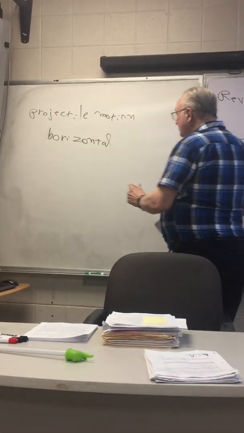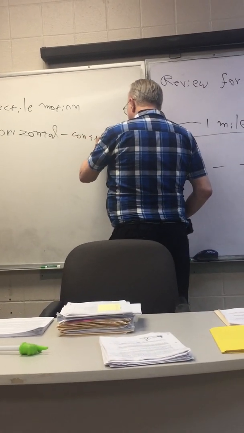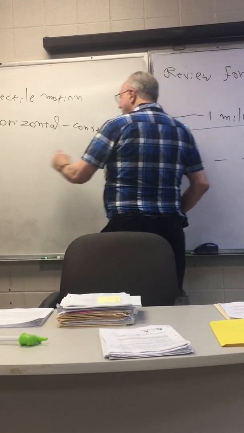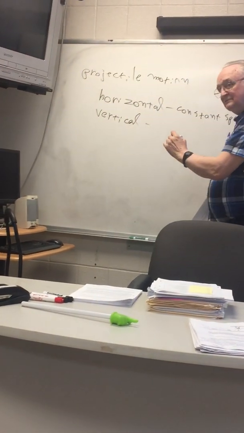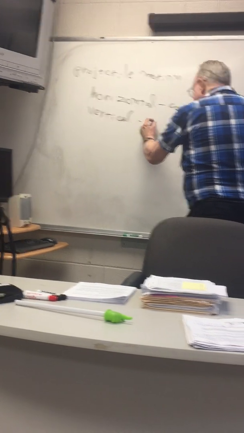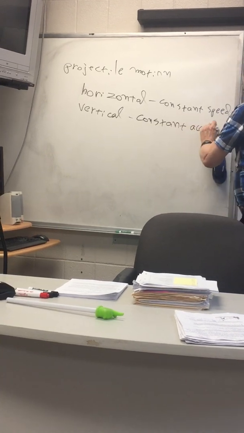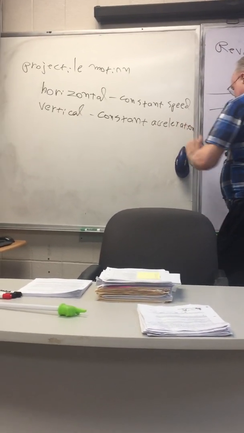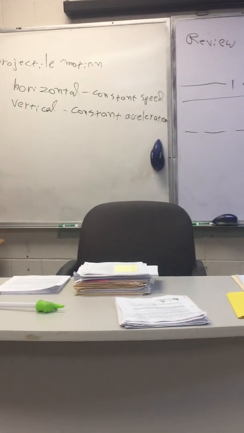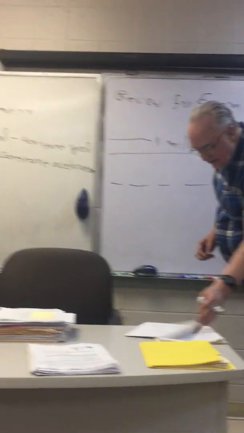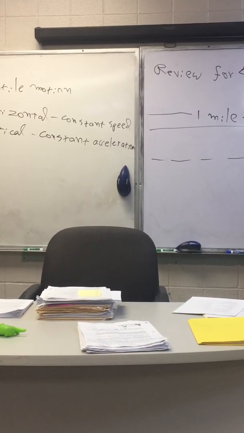Okay? So horizontal, you've got constant speed. And vertical, you got what? Constant acceleration. And I just ran out of room there. That's an N. Can't see that. Constant acceleration vertically, constant speed horizontally. They do not affect each other. They are separate, just like separate motions.